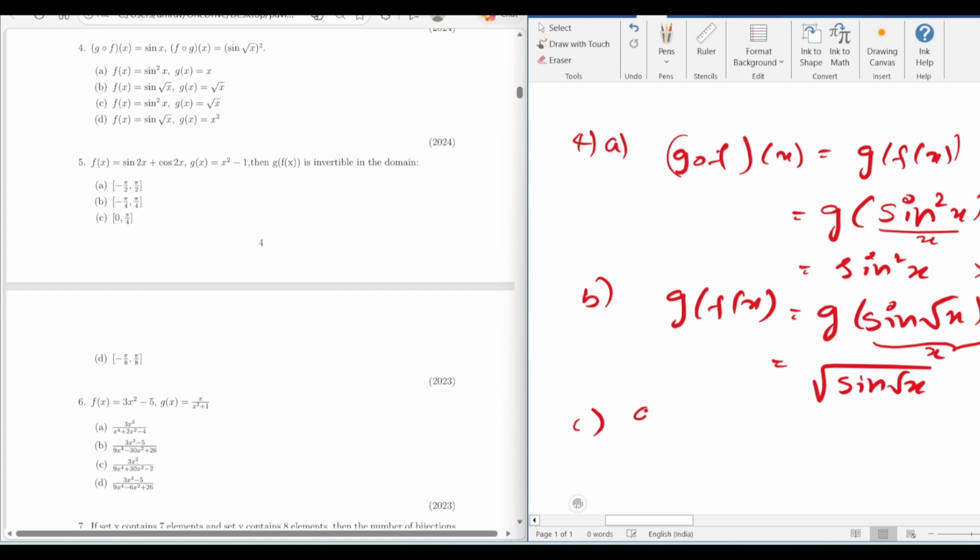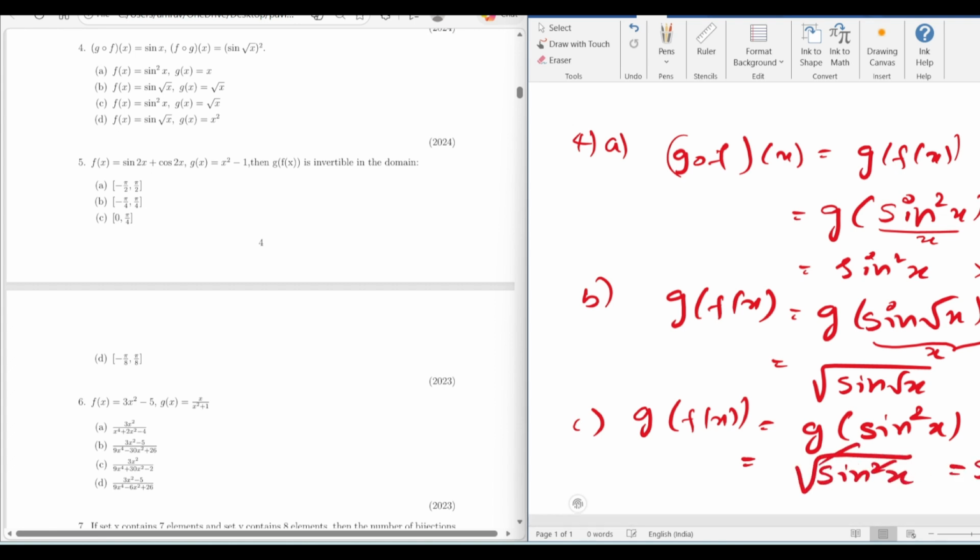So third option, if you take g of f of x, the value of f of x is sin square x. So in the place of x, g of x is given as root x, so root of sin square x. Square and square root get cancelled. You get sin x. So you got g of f of x as sin x.